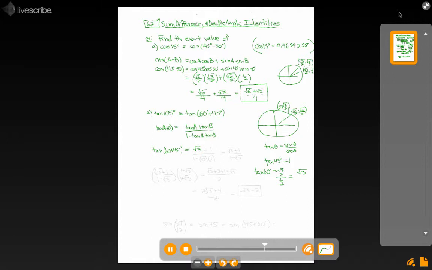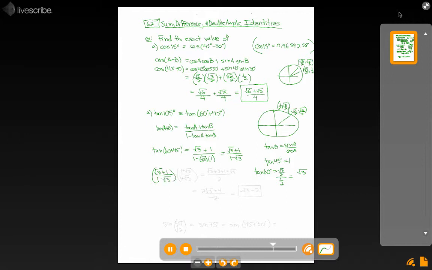And if you simplify that, you get root 3. So if I start putting in numbers here, tan of 60 is root 3, tan of 45 is 1, so I get root 3 plus 1 over 1 minus root 3 times 1, which is root 3 plus 1 over 1 minus root 3. That's the true answer. That is an exact value answer for tan 105. Quite often they'll ask you to rationalize an answer like that.